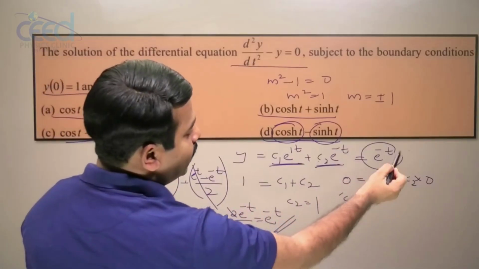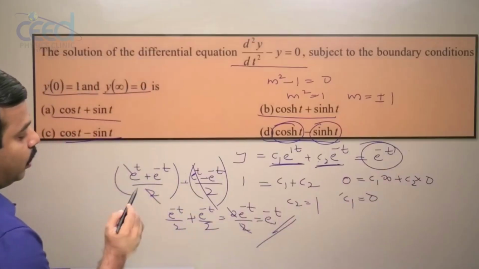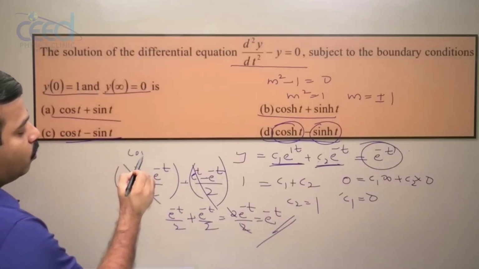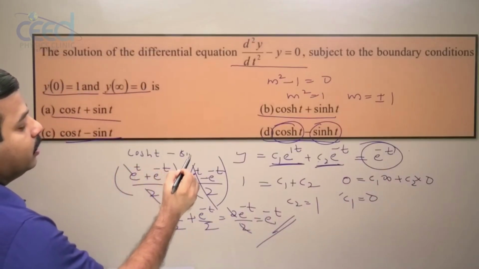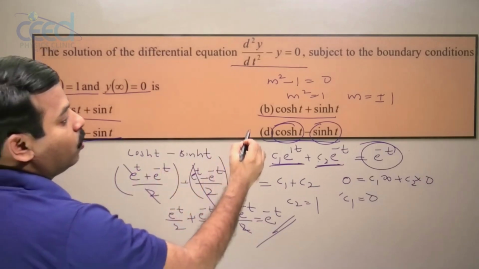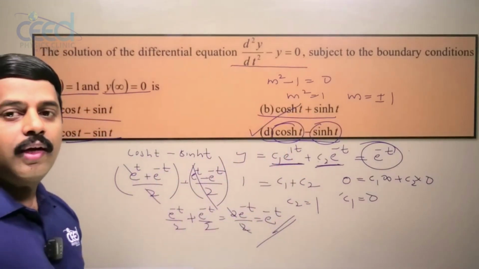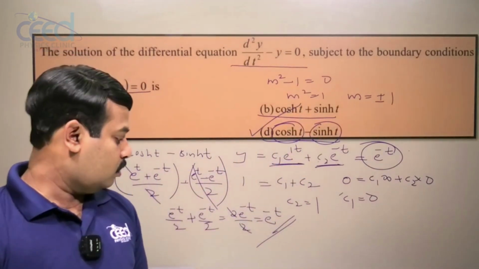So e raised to minus t is the answer, that is equivalent to what we solved, cos ht minus sin ht, right. So option D is the correct option, right. All right.